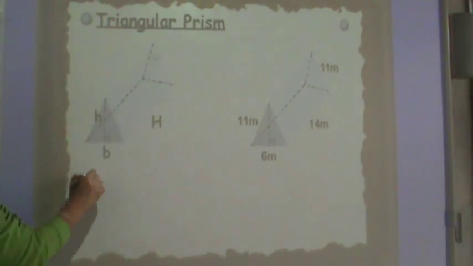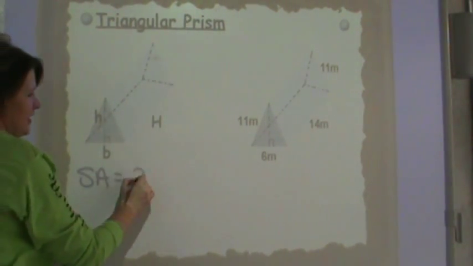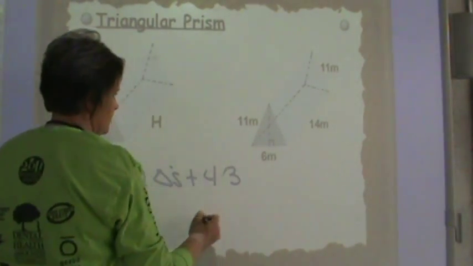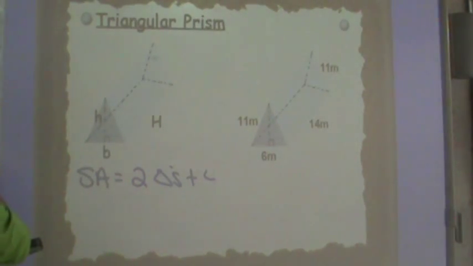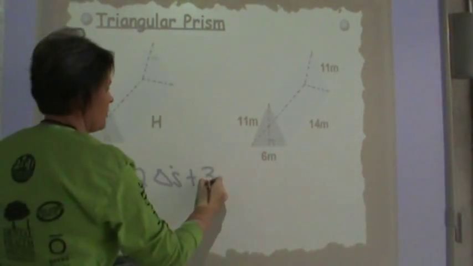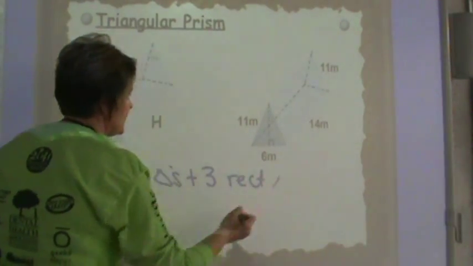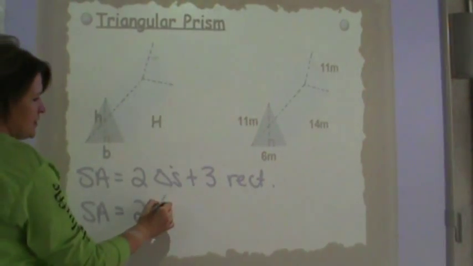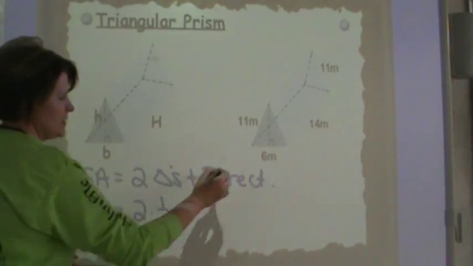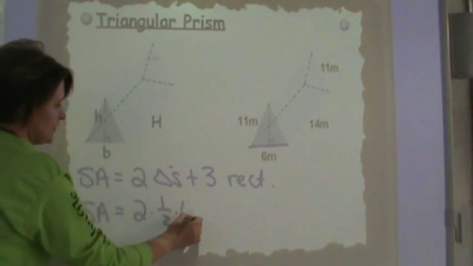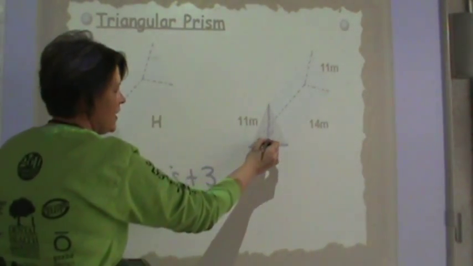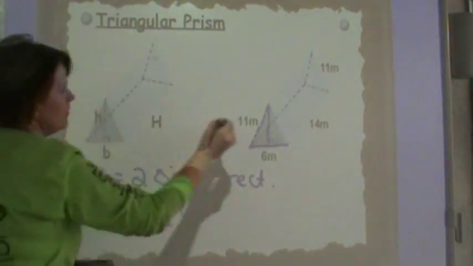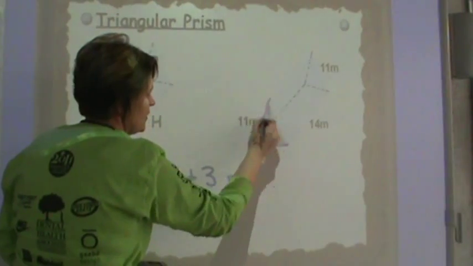All right, triangular prism, if you remember, did not have a nice formula. I just said take the 2 triangles plus the 3 rectangles. So a triangle is a half times base times height. Half times base. The base of my triangle is 6. The height of my triangle is right here, which I don't know. So I have to do the Pythagorean theorem right here to get h.